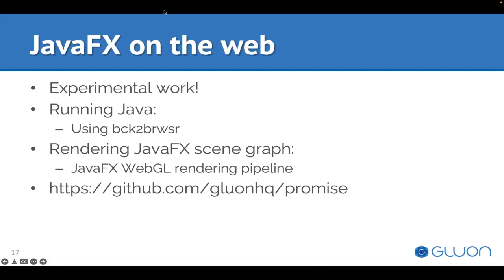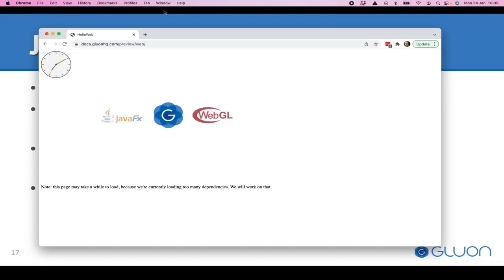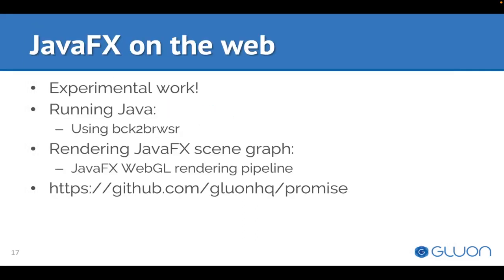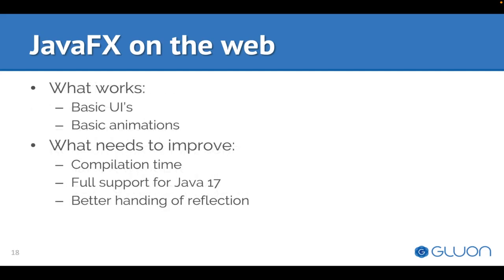And the second part that's needed for this is we need to be able to render the JavaFX scene graph. Where we typically do that using, for example, OpenGL or OpenGL ES or Direct3D, on the web, we do that with a WebGL rendering pipeline. There's a website we created for this where you can have a look and maybe contribute if you want. And for example, what you see here is JavaFX on the web with just some basic controls, the clock and the icons and something that's moving. But there's lots of work that needs to be done. But we are really excited about this.